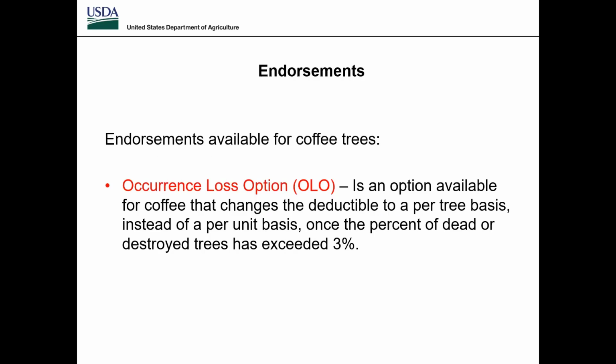Next, I will be discussing optional endorsements that are available for coffee trees. The first one is the occurrence loss option, or OLO. And this is an option available for coffee trees that changes the deductible to a per tree basis instead of a per unit basis, once the percent of dead or destroyed trees has exceeded 3%.